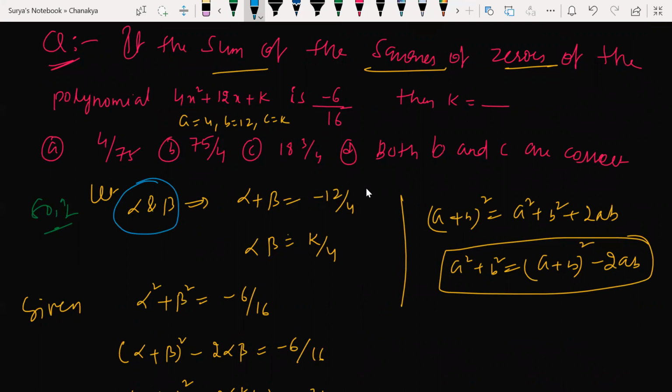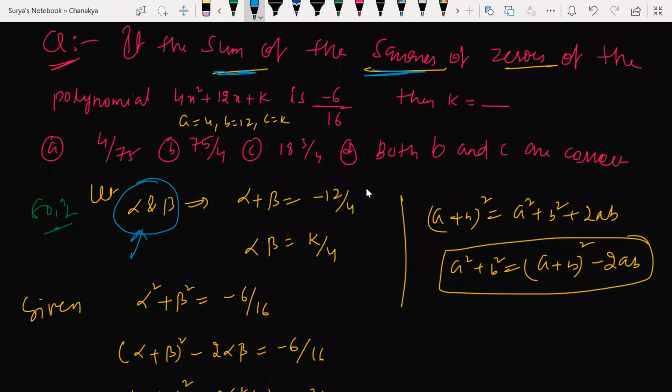As we know, the sum of the zeros, which is alpha plus beta, is minus b by a. Minus b is minus 12, and a is 4. Hope it is clear. Alpha beta is K by 4. Any doubts?